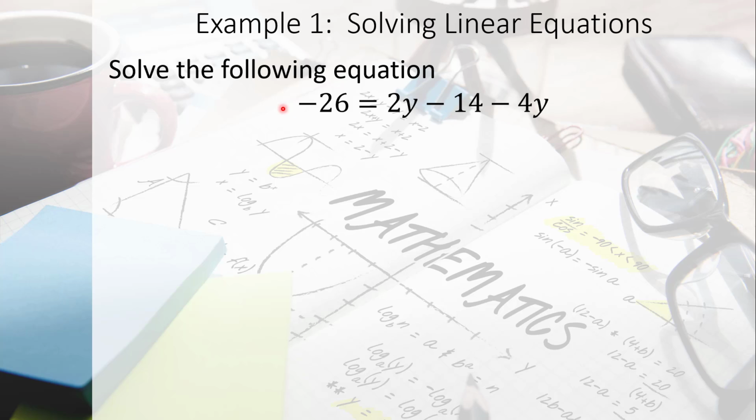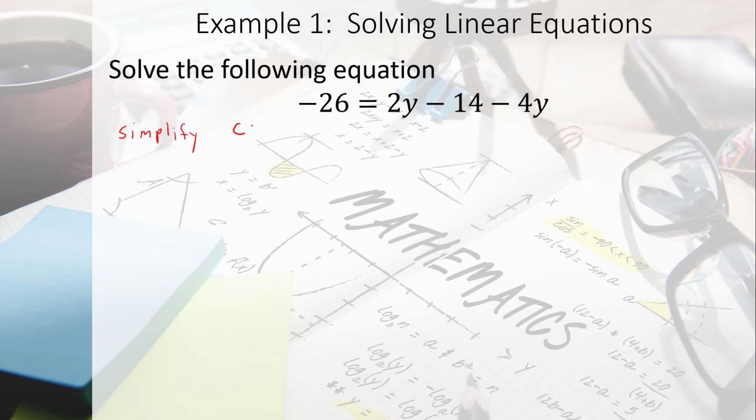And here is our first example. We want to solve this equation: negative 26 is equal to 2y minus 14 minus 4y. What you'll have noticed is that this is not in the correct form. It is not in the form ax plus b is equal to c, and we need to get into that form. So the first thing that we are going to want to do is simplify.